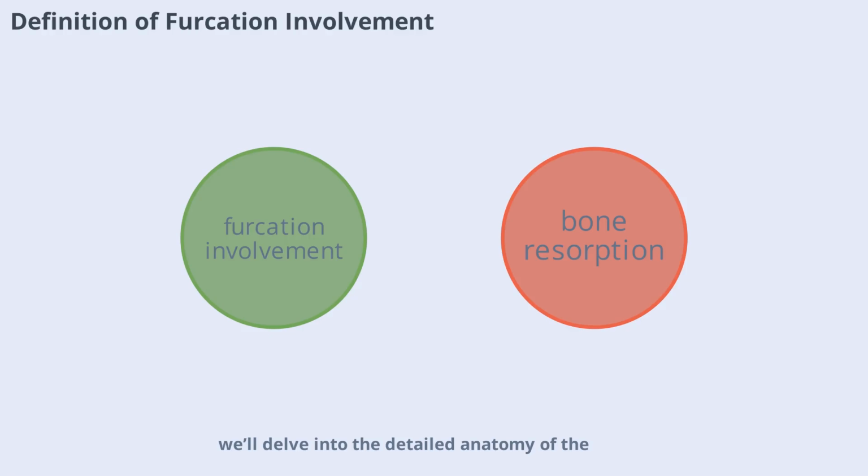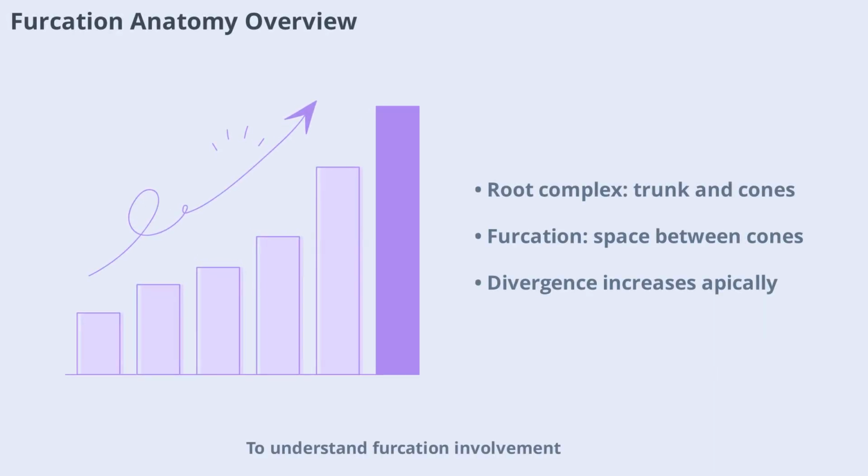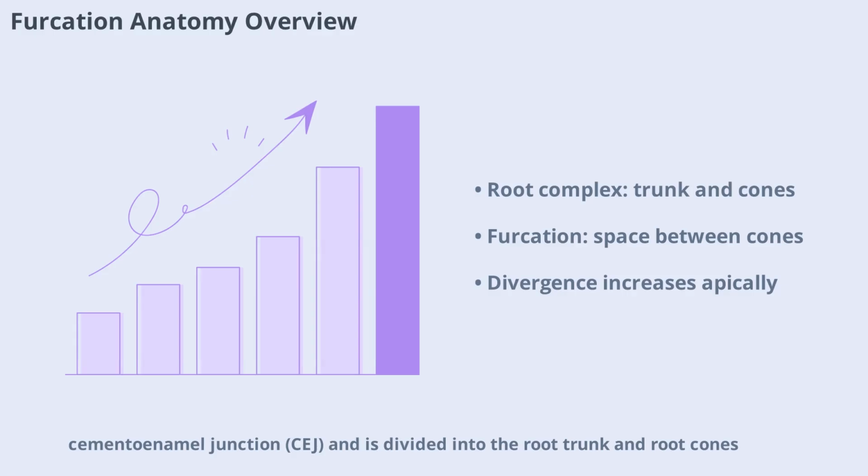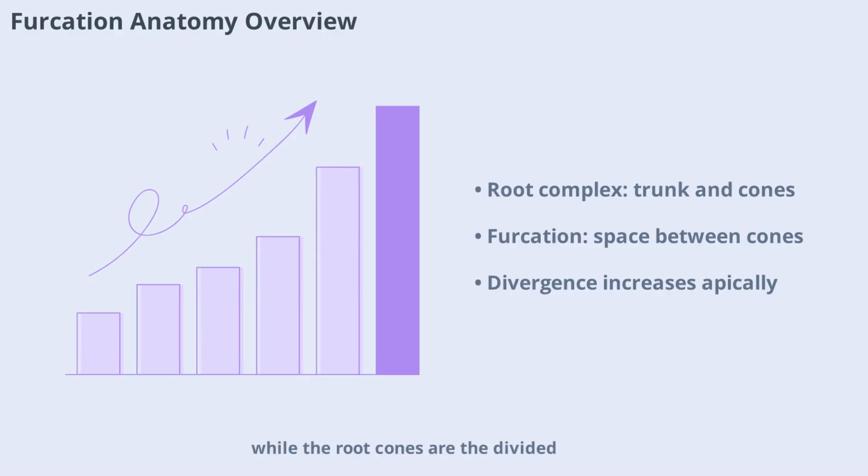In the next scene, we'll delve into the detailed anatomy of the furcation region to better understand how these changes occur. To understand furcation involvement, it's important to grasp the anatomy of the furcation region. The root complex is the portion of a tooth located below the cemento-enamel junction, CEJ, and is divided into the root trunk and root cones. The root trunk is the undivided region between the CEJ and the separation line of the roots, while the root cones are the divided regions that make up the furcation area.